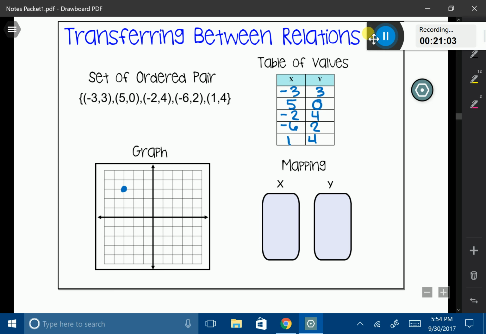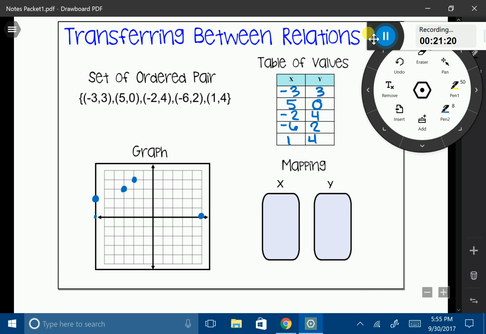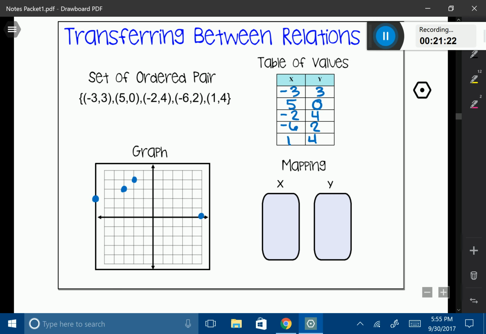-2, 4. -6, 1, 2, 3, 4, 5, 6, 1, 2, 3, 4. A little off my graph, that's okay. -6, 2 is right here. Sorry about that little point that I made. There we go. And my last one is 1, 4. Okay.